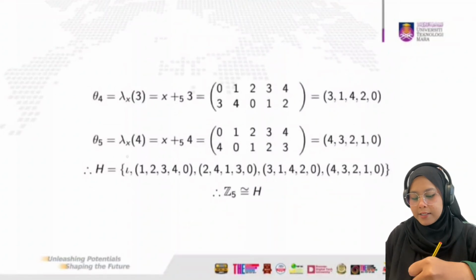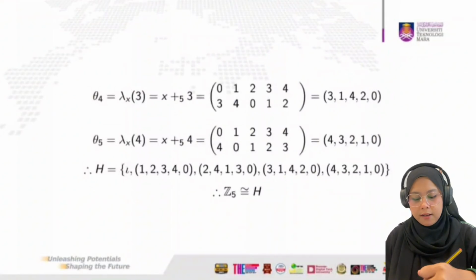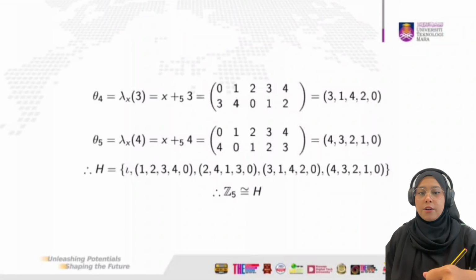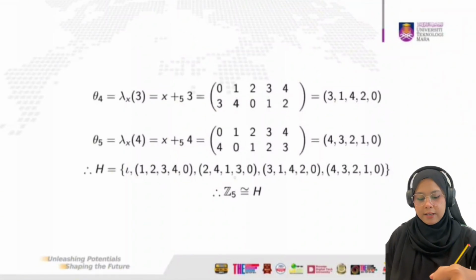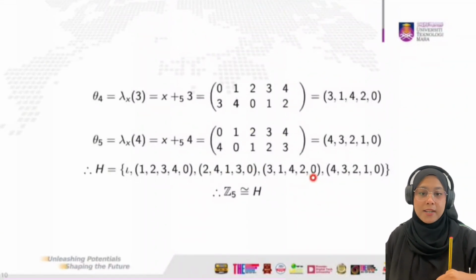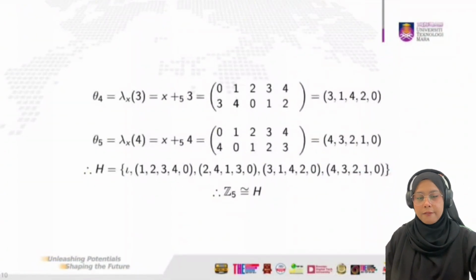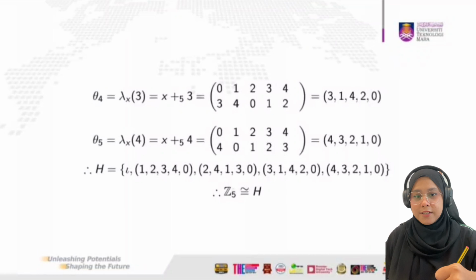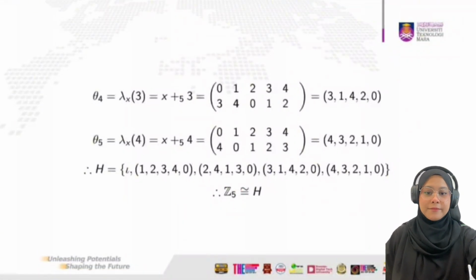Thus, H contains the elements iota, the cycle notation (1, 2, 3, 4, 0), the cycle notation (2, 4, 1, 3, 0), the cycle notation (3, 1, 4, 2, 0), and the last one is the cycle notation (4, 3, 2, 1, 0). And therefore, the group of integers modulo 5 is isomorphic to the subgroup H.